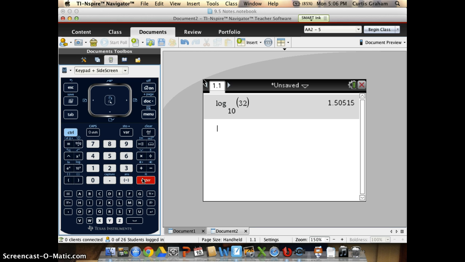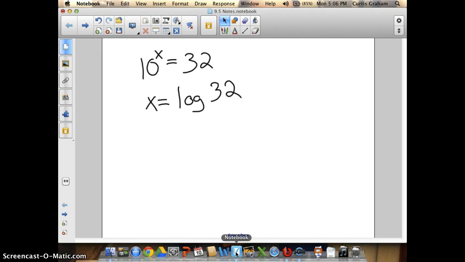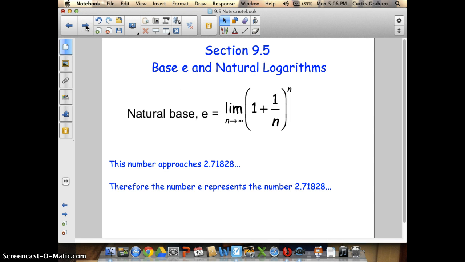Now we're going to look at another type of log that doesn't have a normal base written underneath it. Not really anything way too different. We're going to look at e, which has very common applications in the medical world, in the financial world, in science. It's used anywhere that there's continuous growth.